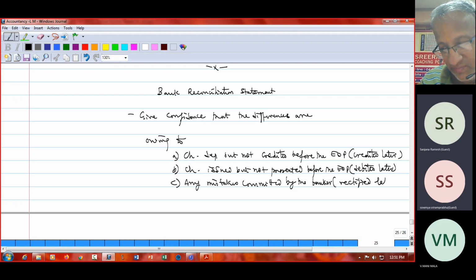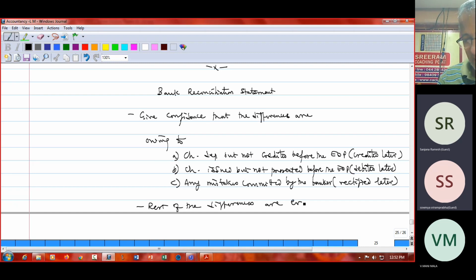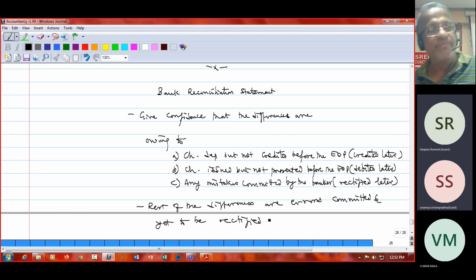Rectified later. So bank reconciliation statement gives confidence that the differences are owing only to this. The rest of the differences are errors committed and yet to be rectified. Correct? There can only be two items on a global basis, on a macro basis. This and rest all errors only.